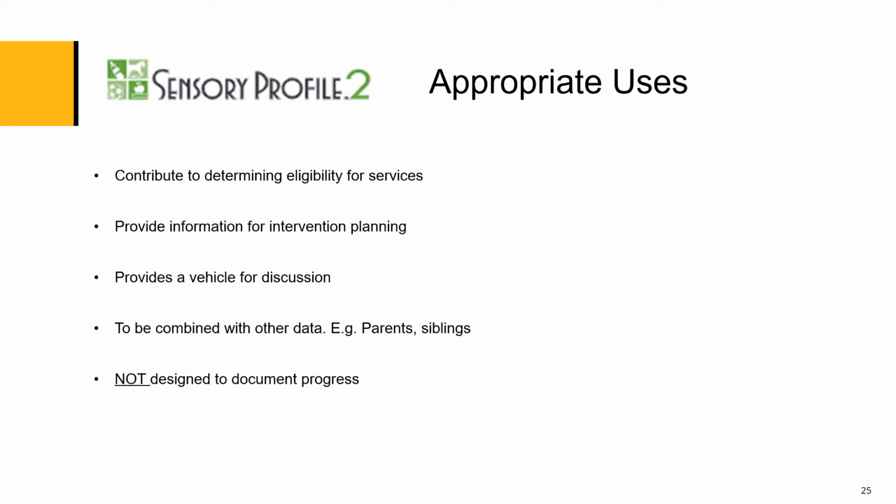So what are some appropriate uses for the sensory profile too? They contribute to determining eligibility for services, providing information for intervention planning, providing a vehicle for discussion with family or within the school, and to be combined with other data such as parents or siblings to see how they compare. What it isn't designed for is to document progress.